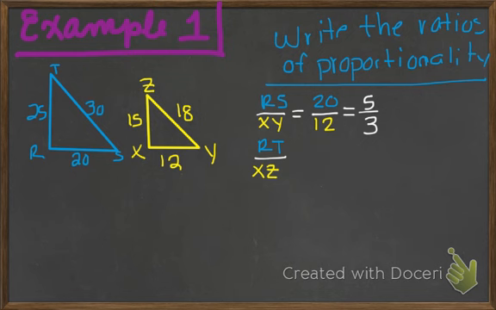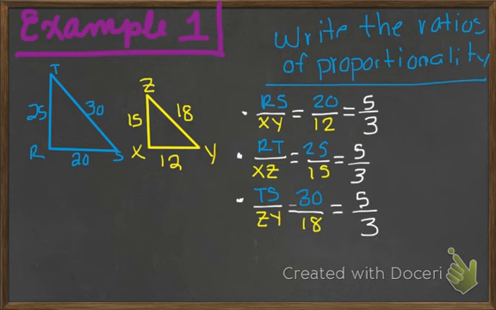What I want you to do is try and see if you can figure out the other two proportions, and just press play whenever you're ready. Alright, so hopefully it wasn't too hard. All you had to do was go in, and I know that RT is corresponding to XZ. So then we're just going to go in and put 25 over 15, which simplifies to 5 over 3. And then we're going to do the same thing for our last two sides, which are going to be TS and ZY. And then you just go and plug them in. So we get 30 over 18, which simplifies to 5 over 3.